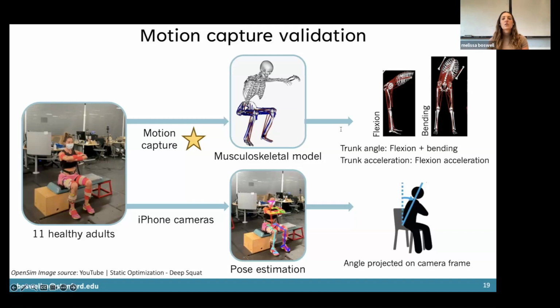And we compared these measures to the most similar motion capture-based parameters. So for trunk angle, we combined lumbar flexion and bending to get kinematics from both planes, as we do from a 45-degree angle. And then for trunk acceleration, we used lumbar flexion acceleration.